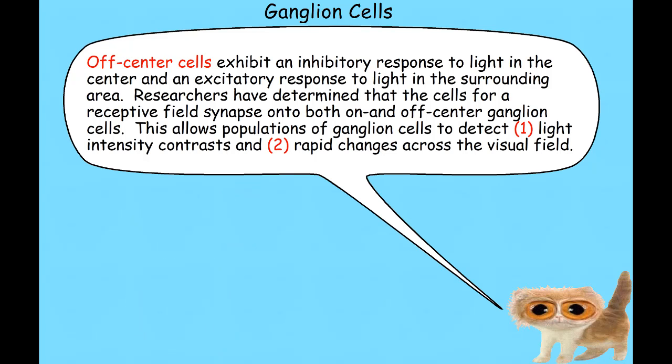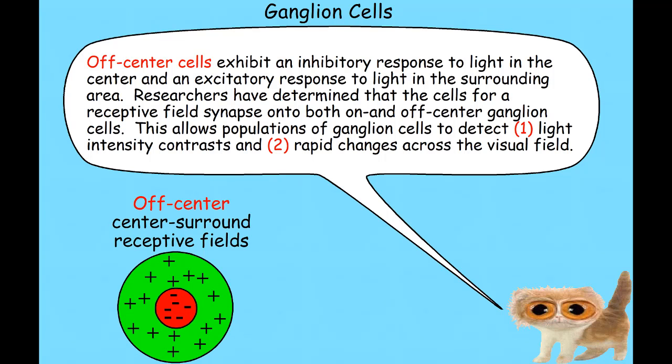Off-center cells exhibit an inhibitory response to light in the center and an excitatory response to light in the surrounding areas. And that gives them a receptive field structure like this: excitatory on the outside, inhibitory in the inside. Now, researchers determined that cells that feed into the receptive field for ganglion cells feed into both on and off-center ganglion cells. And so this allows populations of ganglion cells to detect light intensity contrasts and rapid changes in light intensity across the visual field.